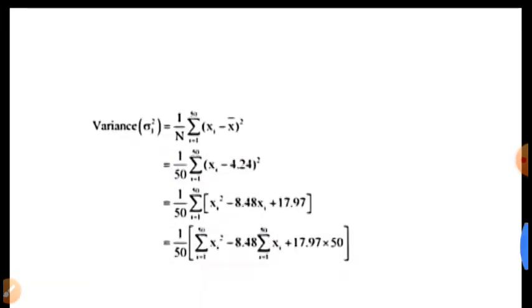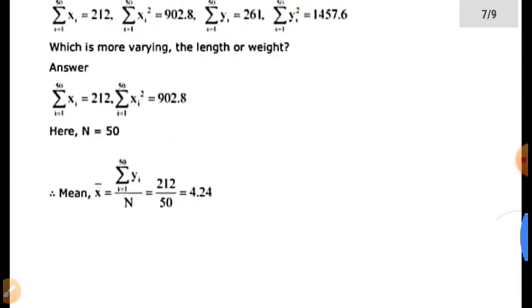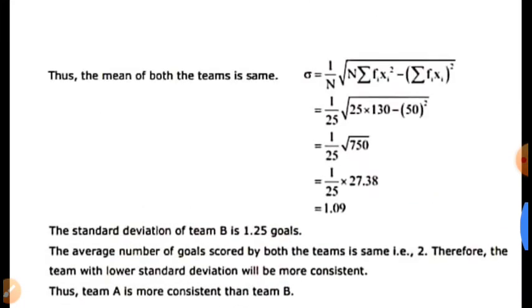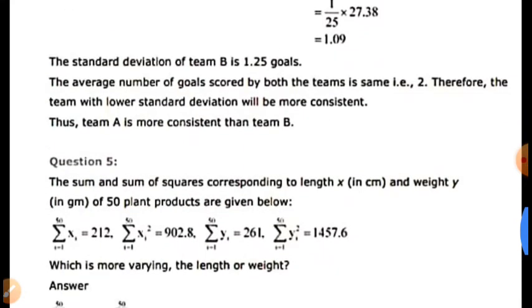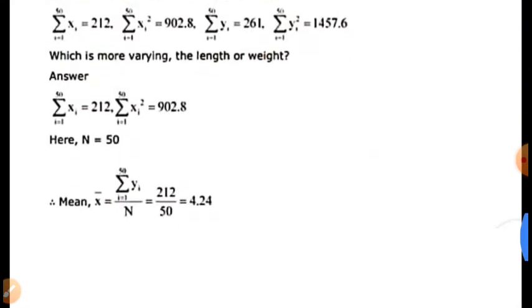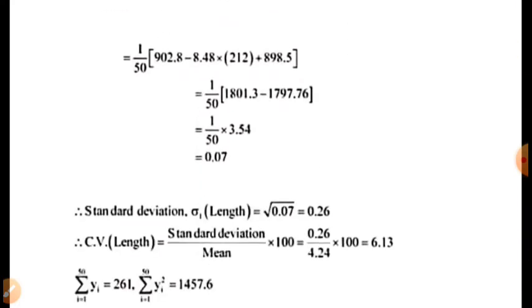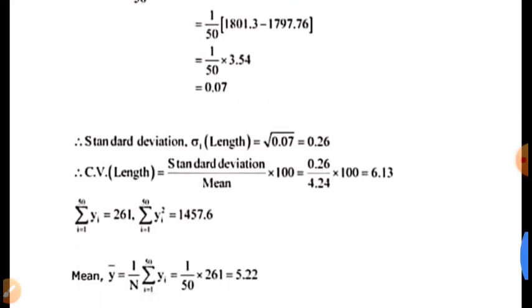If you are finding the variance here, you cannot apply the other formula because fi xi square is not given. The frequencies are not given. So that's why we apply 1 by n into sigma (xi minus x bar) whole square, and on simplification you get these values. From that you will get the variance value 0.07. The standard deviation is the square root of that. Then the coefficient of variation is 6.13.